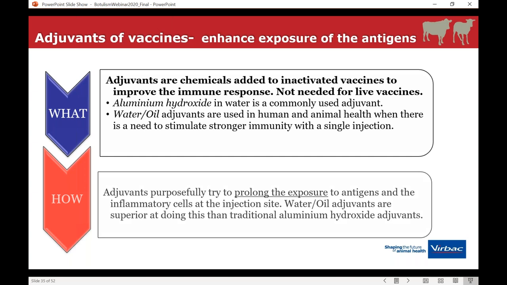Now, if you think back to that picture I showed about those little red dots going under the skin when we gave the vaccine, what adjuvants do is they delay those little red dots under the skin so the body cannot process them too quickly and remove them. Because if they get removed too quickly, we don't stimulate good solid immunity that will last for a long time. So that's what adjuvants do, is they actually attempt to keep the little antigen there for longer.